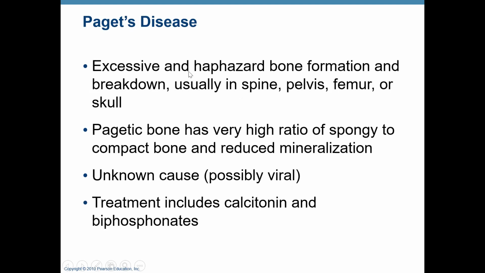Paget's disease is excessive haphazard bone formation and breakdown, usually occurring where most compression occurs, like in the vertebrae that protect your spinal cord, your pelvic region, femur, or skull. So basically, it's always a balance of how much compact and spongy bone you have to be normal. Now, when you start putting more spongy bone down than compact bone, that's not good. So that leads to Paget's disease. What can cause that? It says unknown, possibly viral. Treatment includes supplements like calcitonin and bisphosphonates.